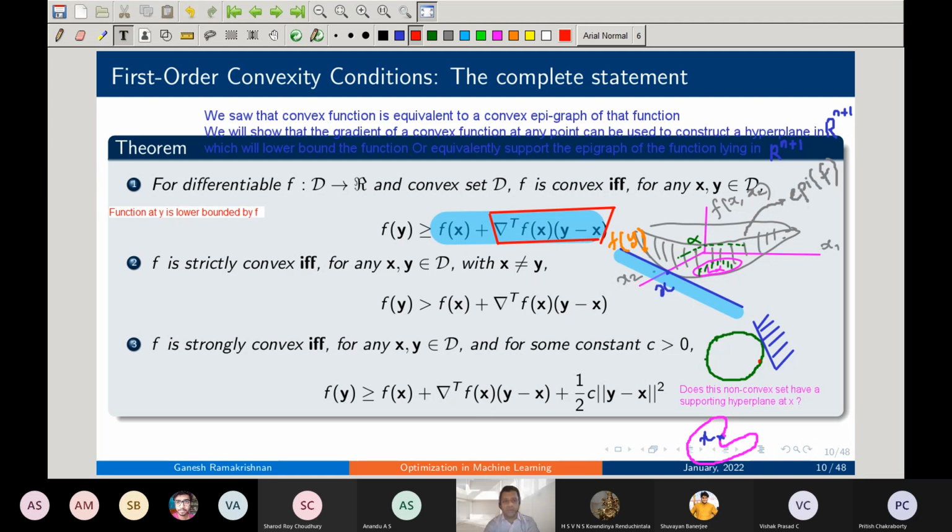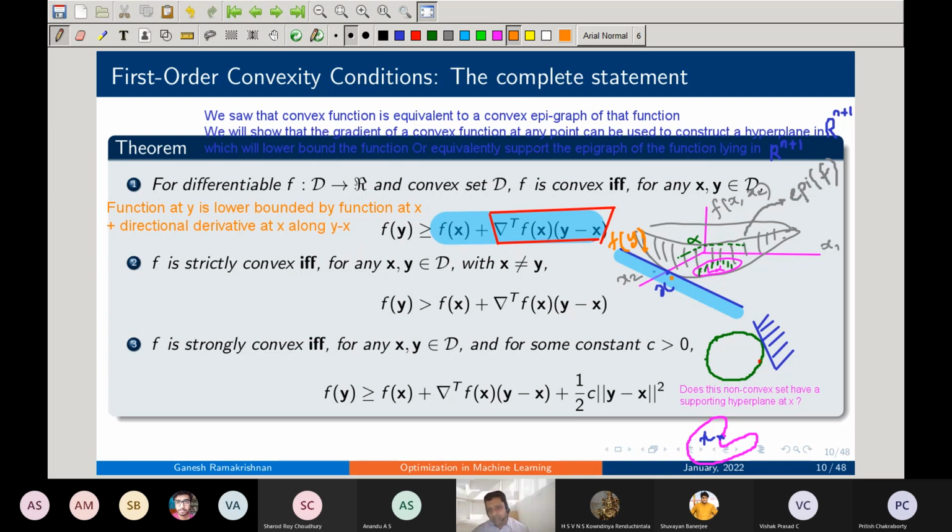So it's saying that the function at y is lower bounded by the function at x, right? Plus a directional derivative at x along y minus x. Isn't that correct? This is the intuitive understanding: looking at the directional derivative at x going along y.